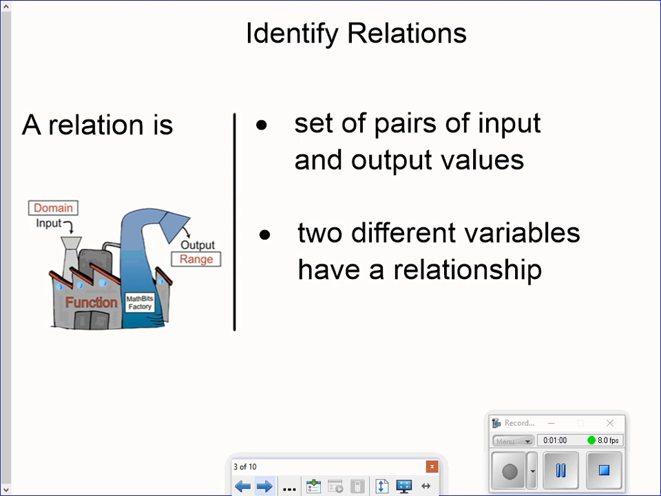To put an algebraic definition to a relation, it's a set of pairs of input and output values. You have something that is inputted, and you get an output or an outcome as a result of that. It's also how two different variables have a relationship. So you have two distinct items, and we look at how they're related to each other. Sometimes there's a pattern to them, and sometimes there's not.